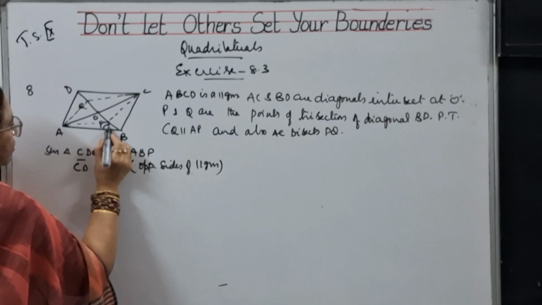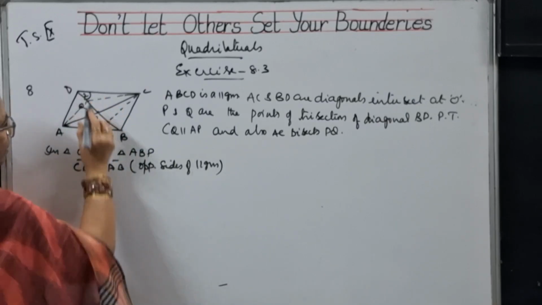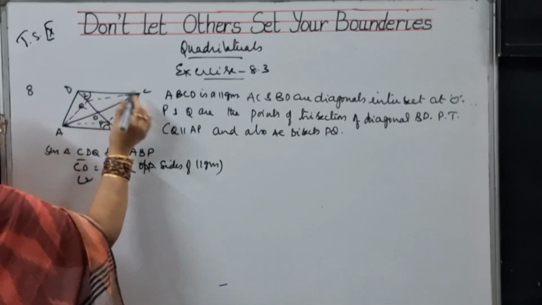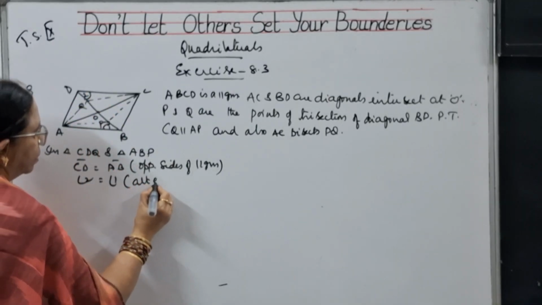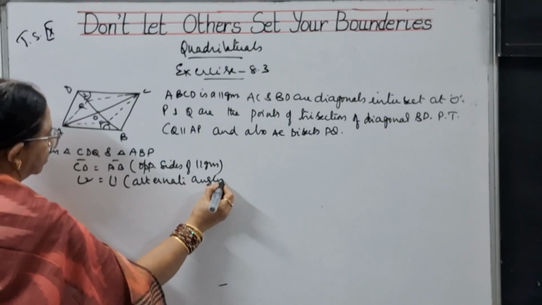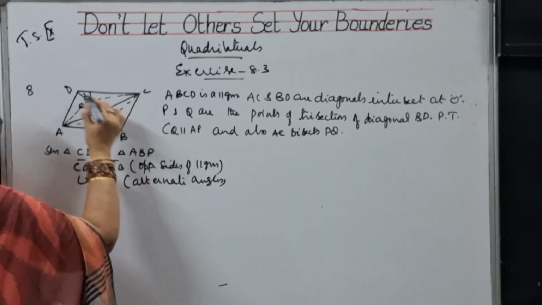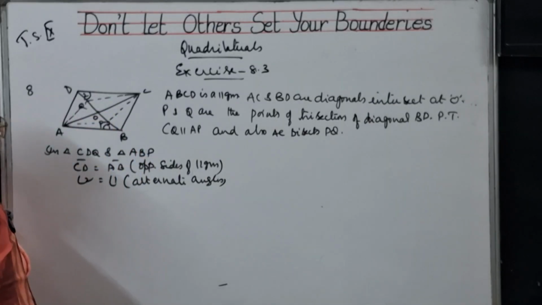Let me take this as angle 1, this as angle 2. Angle 2 for CDQ, angle 2 is equal to angle 1. They are alternate angles, because these two are parallel, this becomes the transversal, and these two are alternate angles.